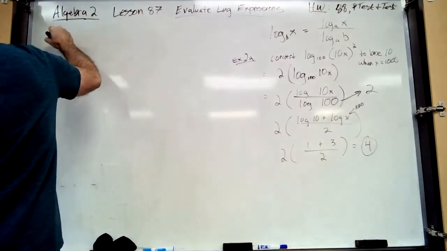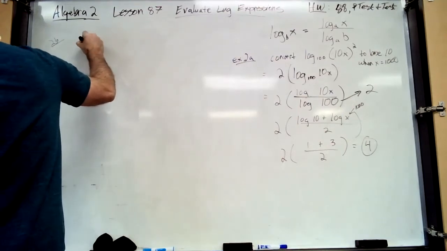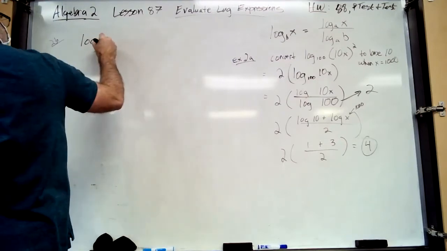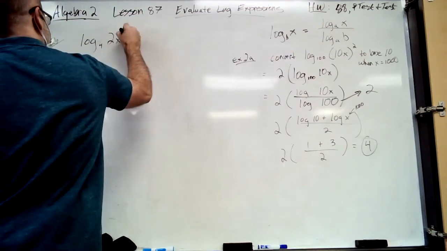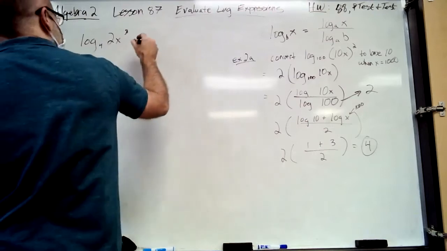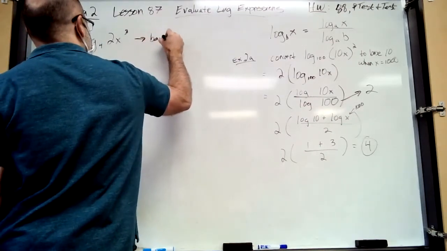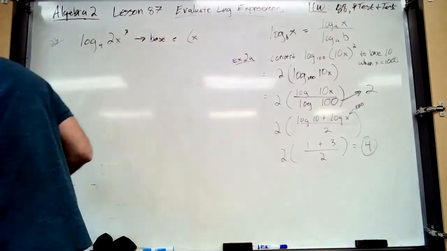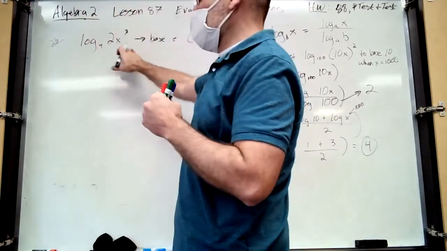Okay, here's 2b. Log base 4 of 2x to the third, convert to base e. And then we're going to say x equals 6. Okay, so let's just get rid of that exponent first.